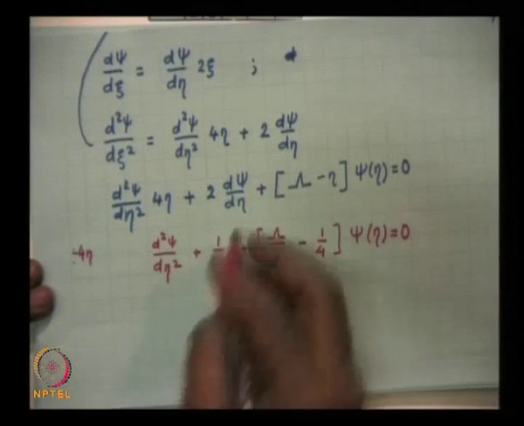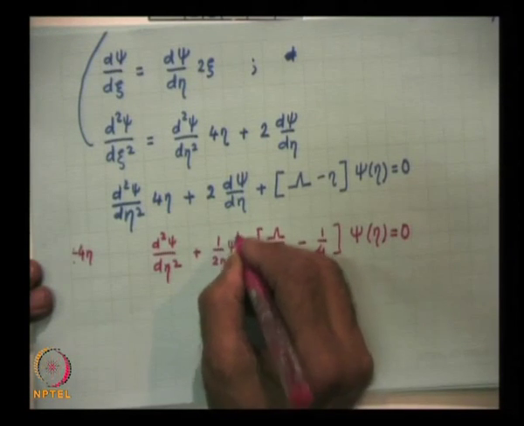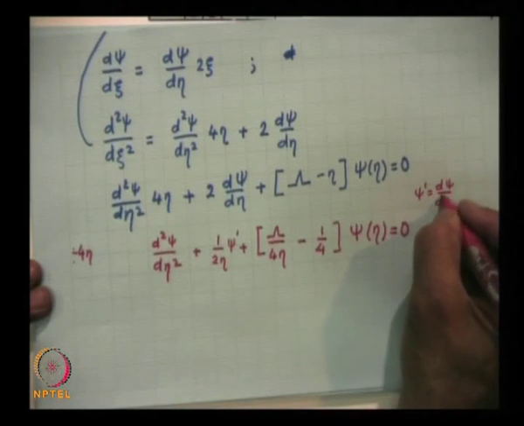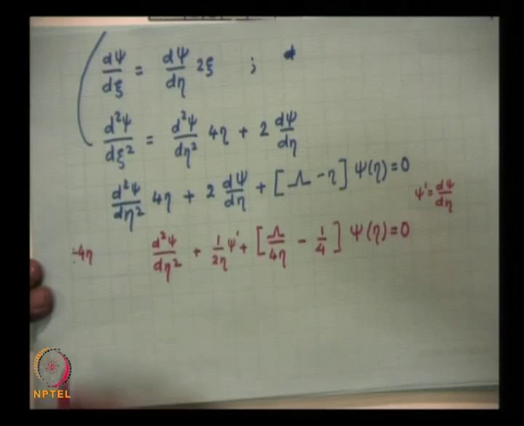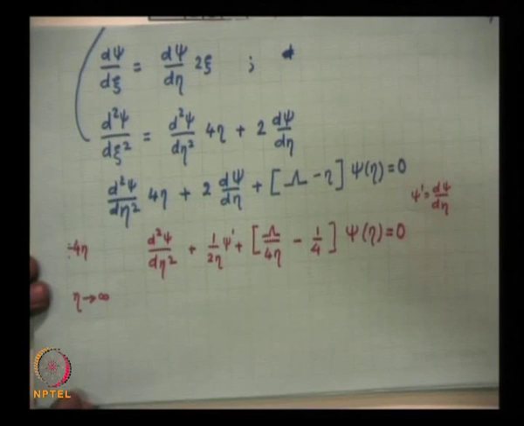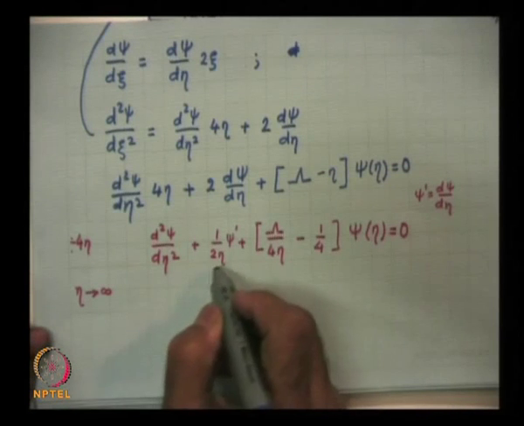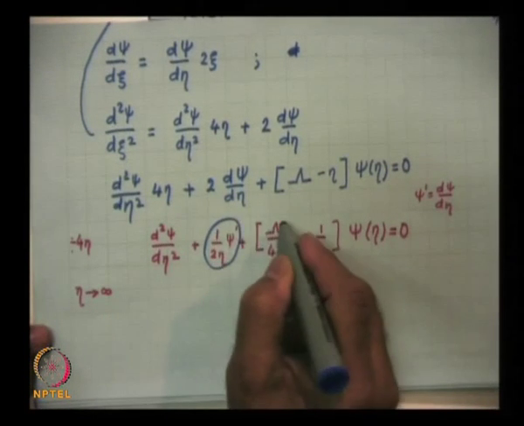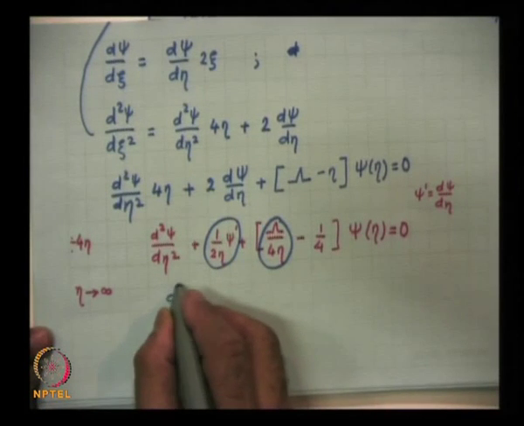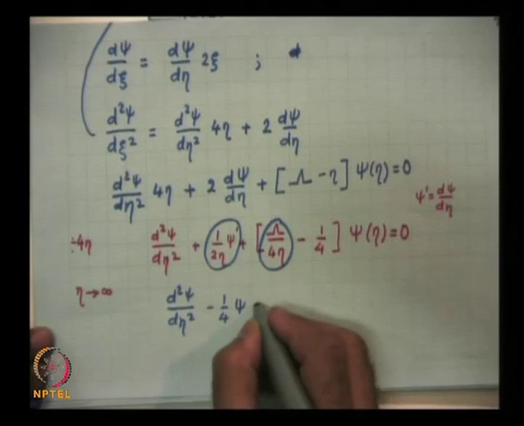Sorry, 1 over 2 eta d psi by d eta. Sorry, I am sorry. This is psi prime, that is, psi prime is d psi by d eta. I missed that. Now, for large values of eta, that is for large values of xi square, this term will be very small, because there is an eta which is coming in the denominator. So, we will have just these two terms, d2 psi by d eta square minus 1 by 4 psi of eta is equal to 0.